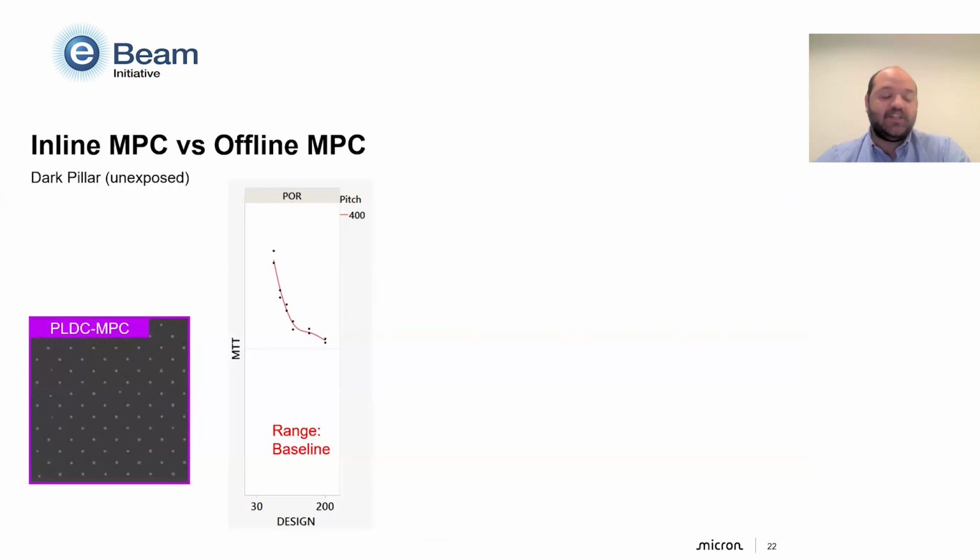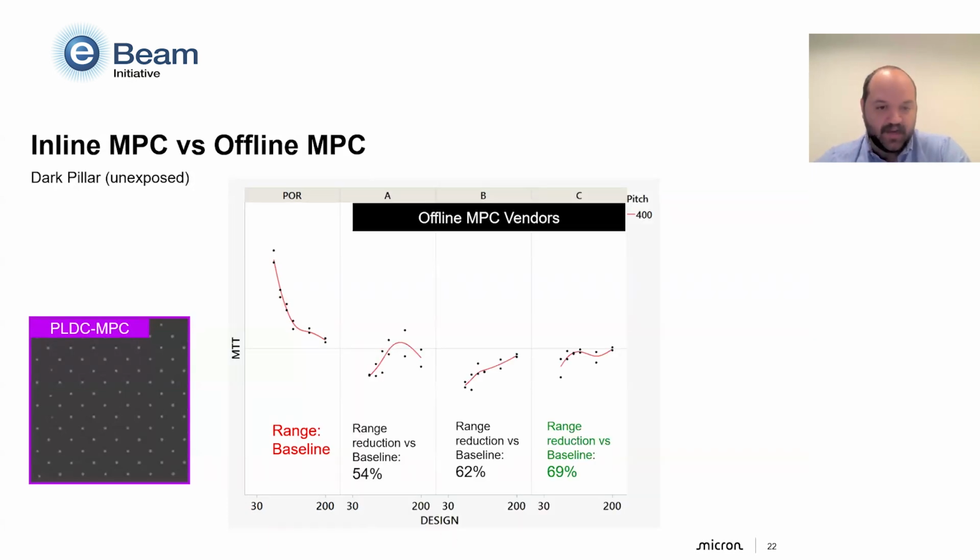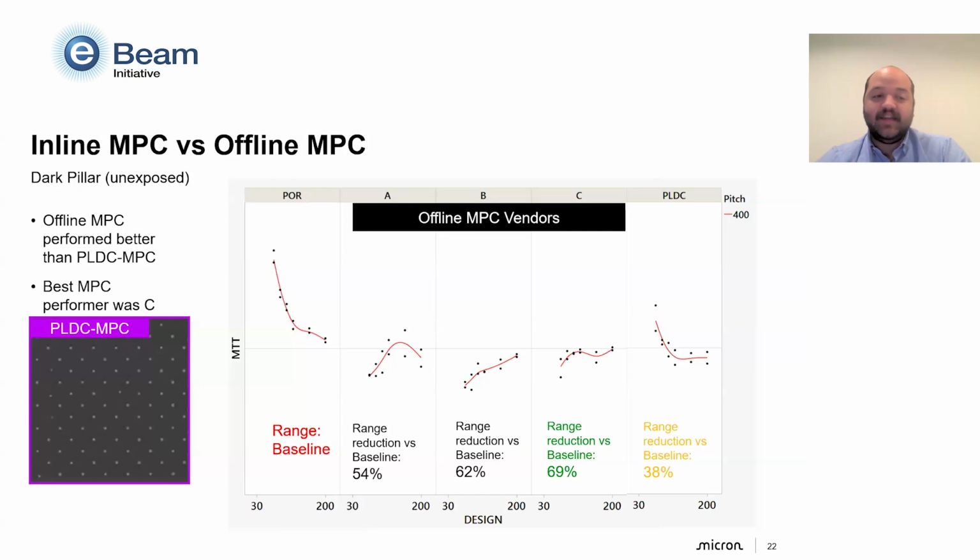For dark unexposed pillars, so these dark pillars that you can see here, the baseline range was obtained, offline MPC was applied, and here we see a reduction of 69% versus 54%. In this case, inline PLDC only reduced the baseline error by 38%. So this was the only case where offline MPC performs better than PLDC-MPC.